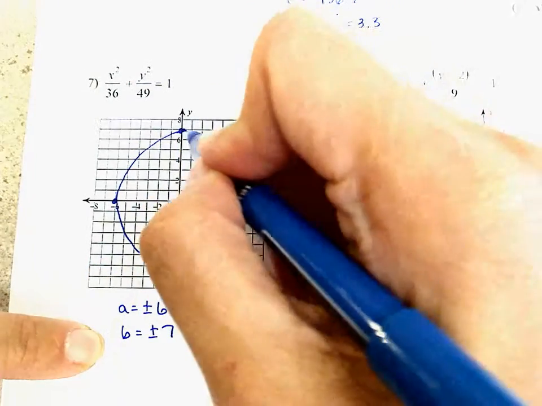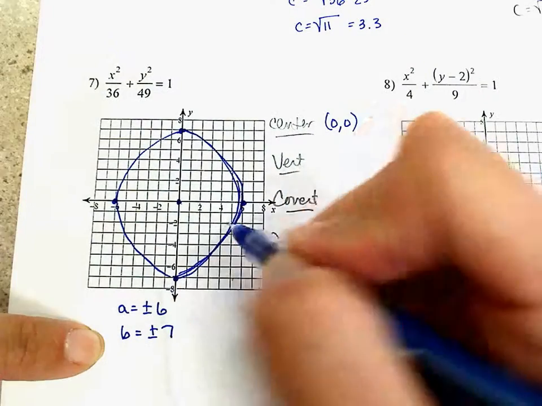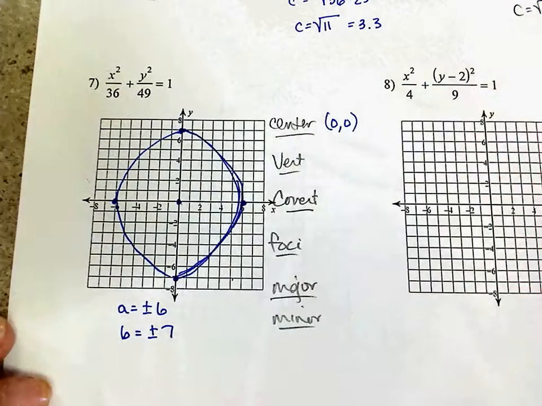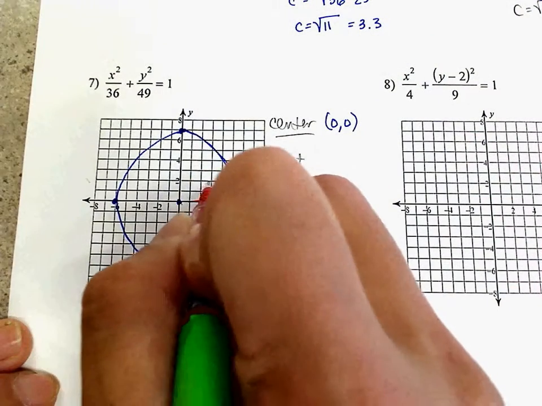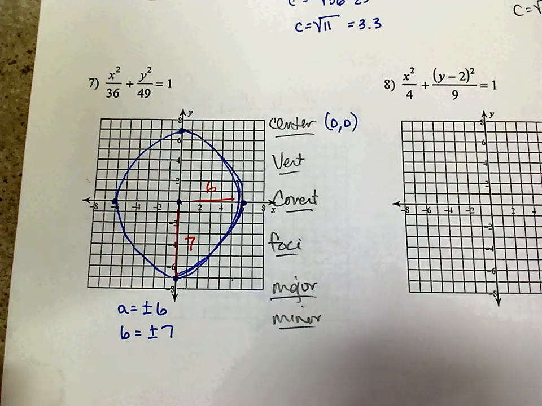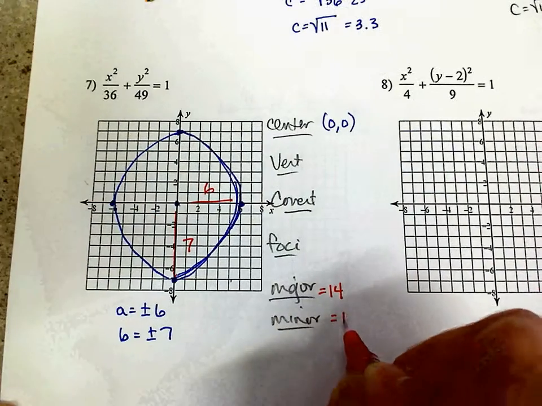I need to touch that. There we go. Is that better? Okay. Best as I could. All right. Major. Let's see. From here to here is 6. From here to here is 7. This is also a stretch. Okay. So your major is 7 plus 7 is 14. Minor 6 plus 6 is 12.